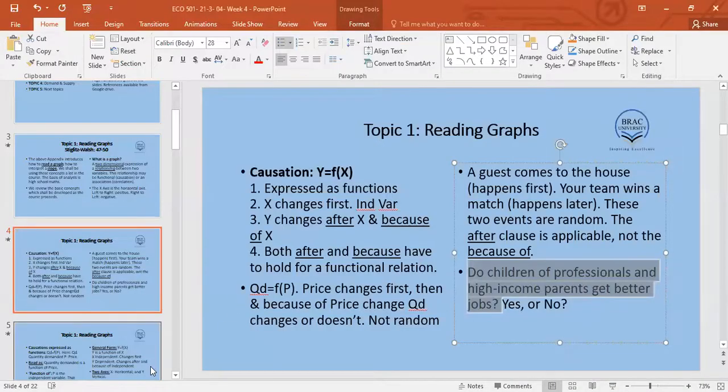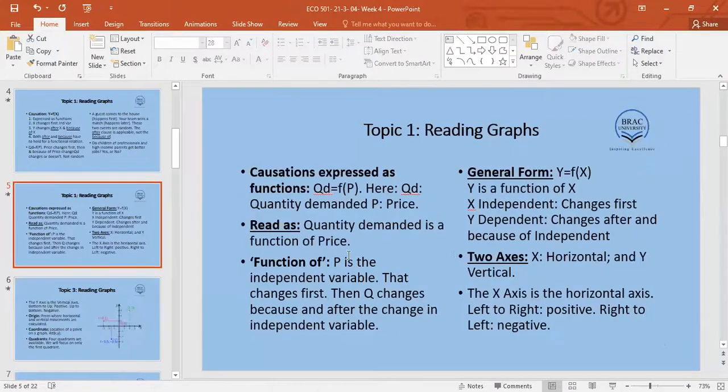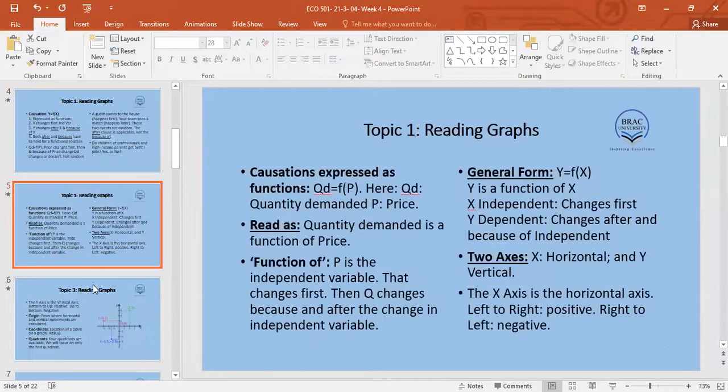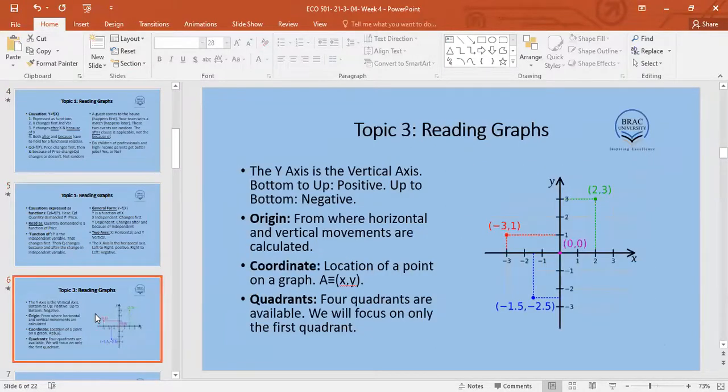Okay, what's the next one? Now look, it seems the same thing has come up again. Do I need to get into the nitty-gritties of this one?